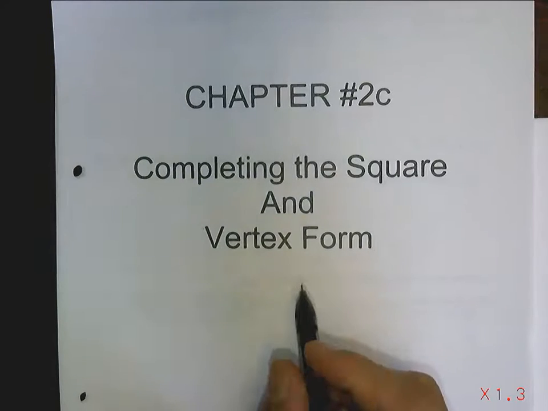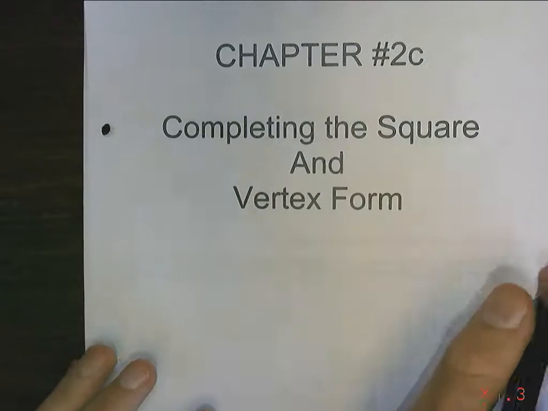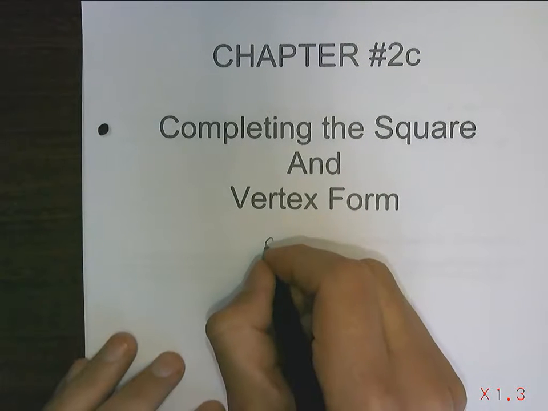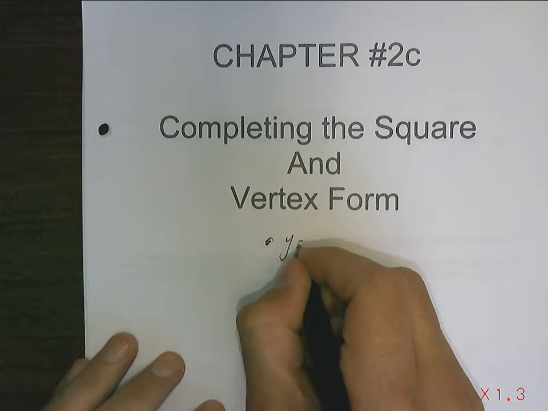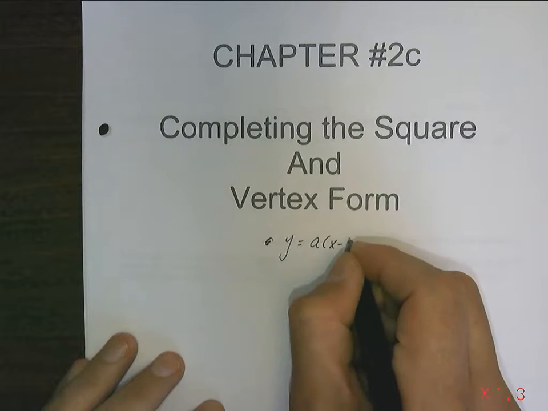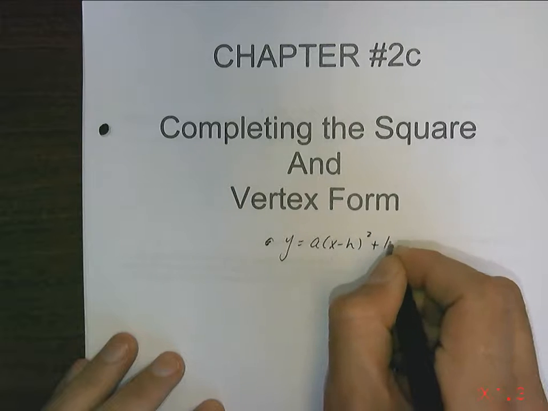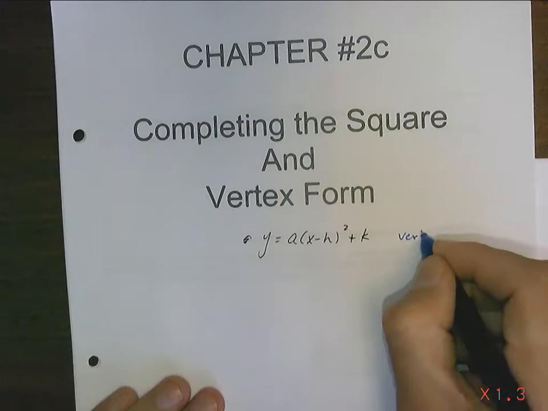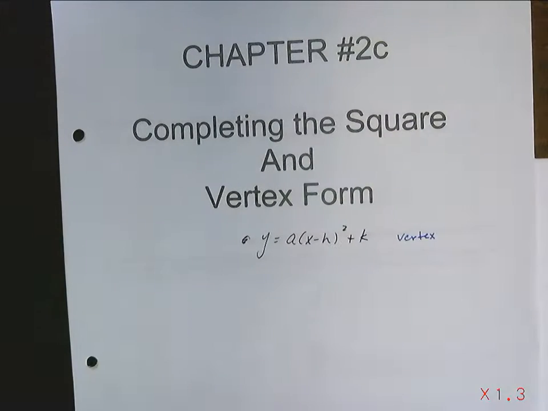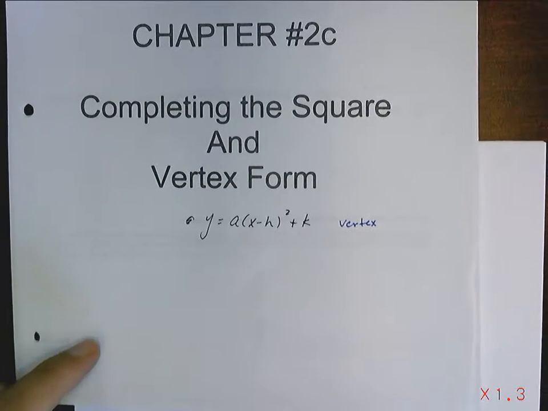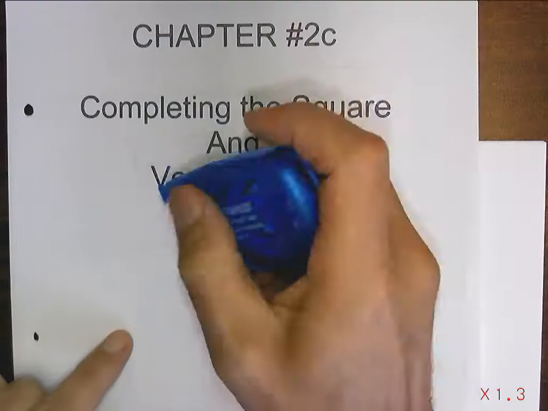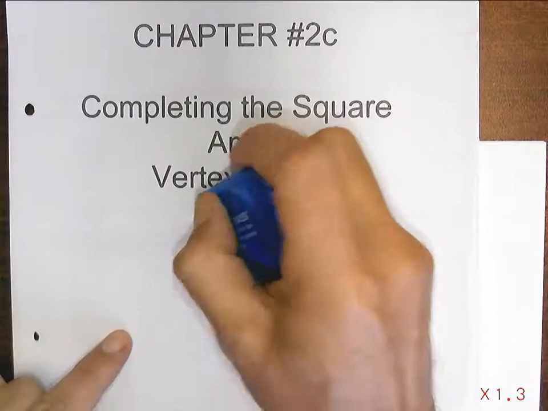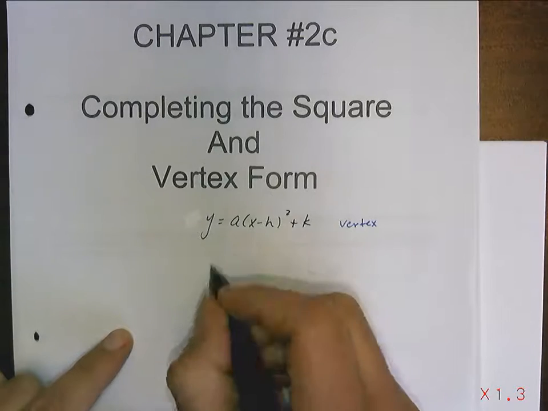Let's remember that we started this entire course talking about y equals a(x minus h) squared plus k. And that is vertex form. And we started off talking about this and graphing this and coming up with different things that we can do with vertex form. And then we moved on from vertex form and we started talking about standard form.